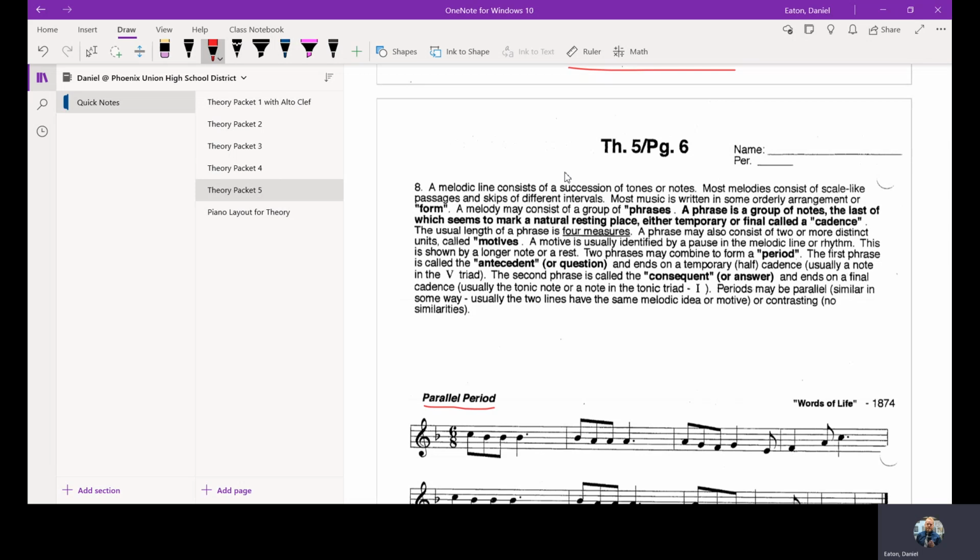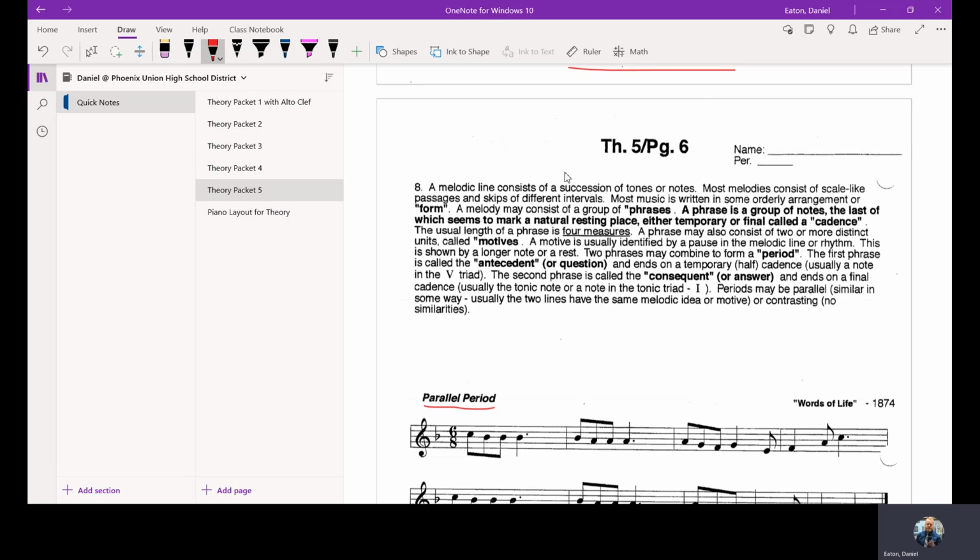Okay, so a melodic line consists of a succession of tones or notes. Most melodies consist of scale-like passages and skips of different intervals. Most music is written in some orderly arrangement or, quote-unquote, form. A melody may consist of a group of phrases. A phrase is a group of notes, the last of which seems to mark a natural resting place, either temporary or final, called a cadence. We've talked a little bit about that before. The usual length of a phrase is 4 measures.